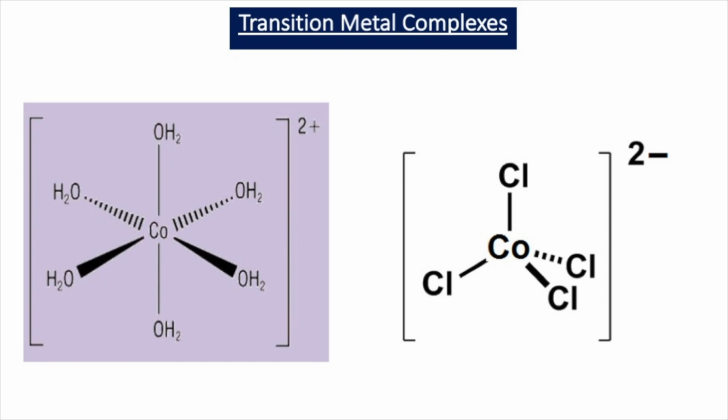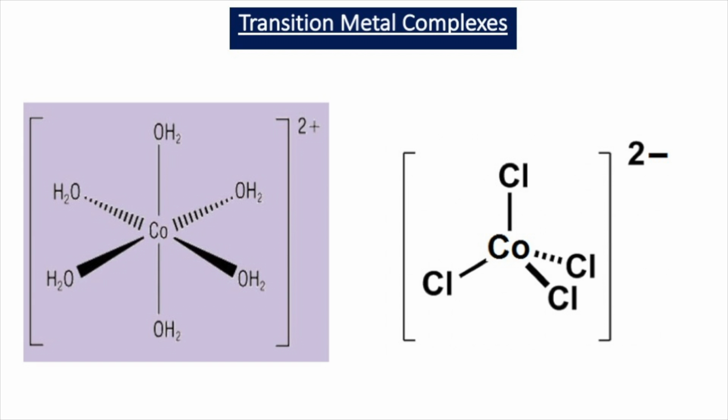Both complexes have cobalt at the centre of the complex, and the oxidation number of cobalt for both of these is +2. We've learned previously that the coordination number is the number of coordinate bonds that form from ligands to the transition metal ion. So, in the first complex ion here, we have 6 coordinate bonds forming, one from each water molecule, and the coordination number is 6. And in the second example here, we have 4 chloride ions forming coordinate bonds to the cobalt, so the coordination number is 4.